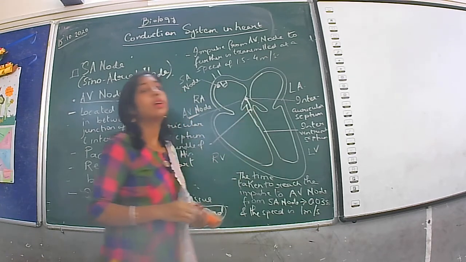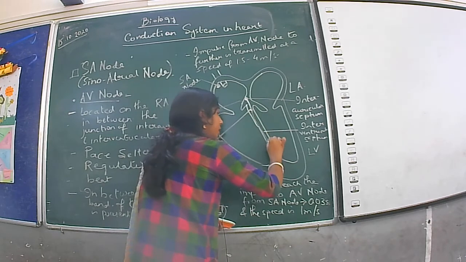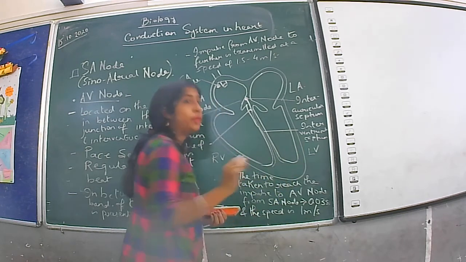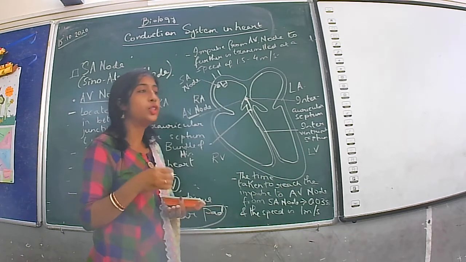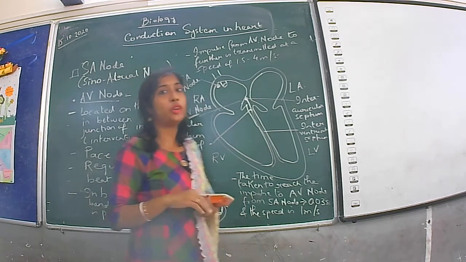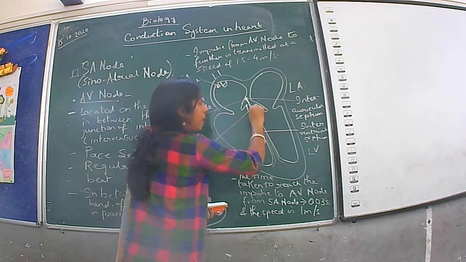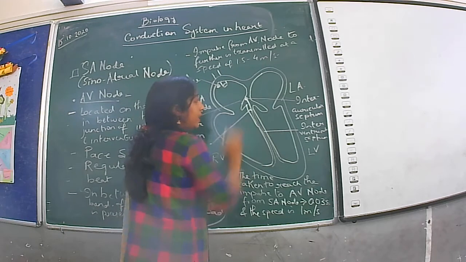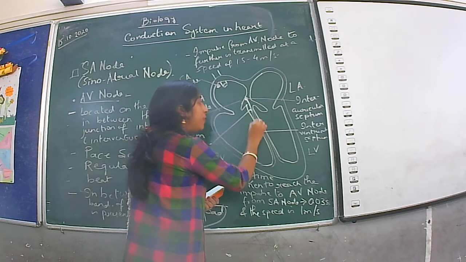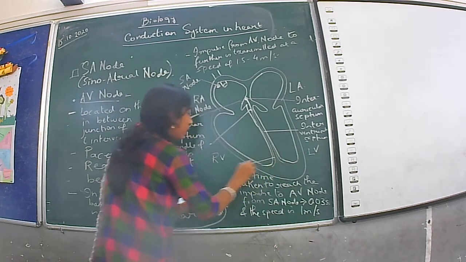So the bundle of His is actually divided further into left bundle of His and right bundle of His. Had there been a colorful chalk, it would have been easier for you to understand, but since I don't have one, you have to understand this way only. I'm trying my best to make you understand. What did I say? This bundle of His is divided into left bundle of His and right bundle of His. Okay, this is the right bundle of His.